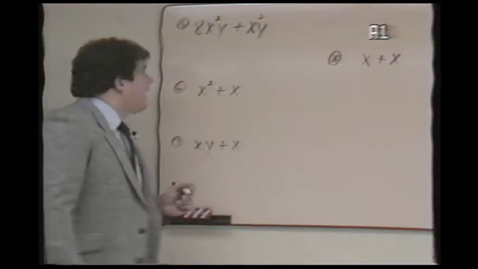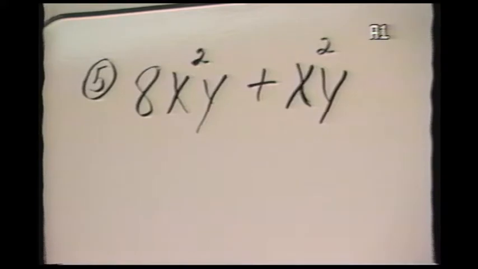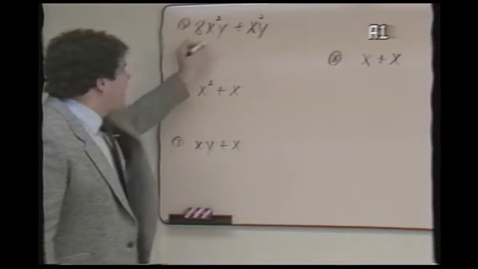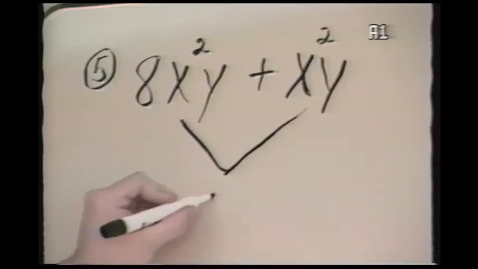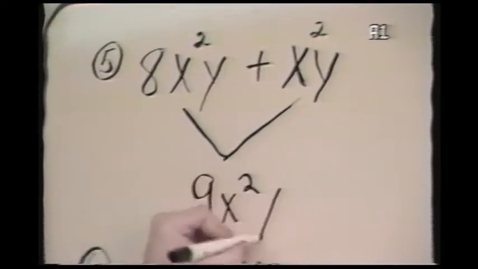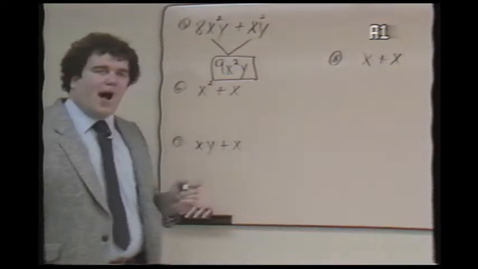Problem number 5, 8x squared y plus x squared y. Are these like terms? Yes, they are. Now, how do I add 8x squared y to x squared y? What is the numerical coefficient of x squared y? What I mean is, what number goes right here? It's 1. 8x squared y plus x squared y combined equals 9x squared y. So, the way I look at that problem is it's like saying 8x squared y plus an extra x squared y plus another x squared y. Together they equal 9x squared y.